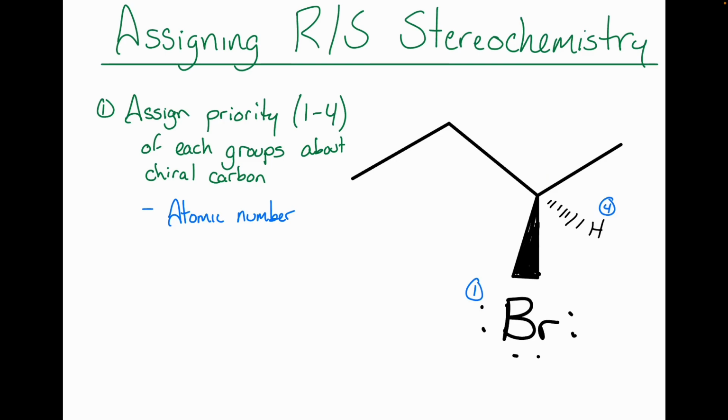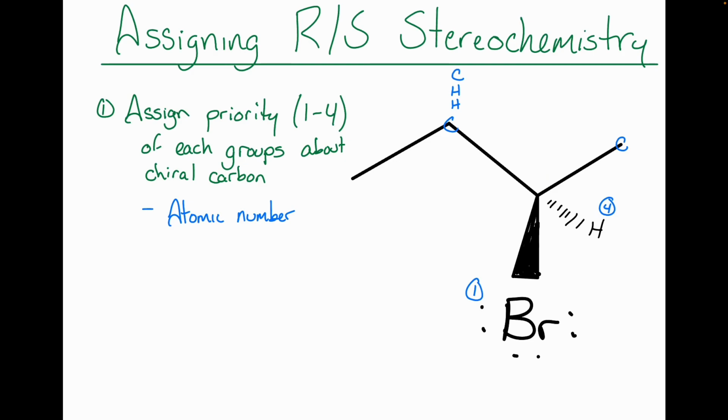All right. Now if I look at these other two groups, these are both carbons that are attached to that chiral carbon. So that's tied, right? If I look at a carbon and a carbon, they're both element 12. So how do we break our tie? We're going to list everything that those carbons are bound to. So I'm going to make a list above each carbon. This one is bound to 1 carbon and 2 hydrogens.